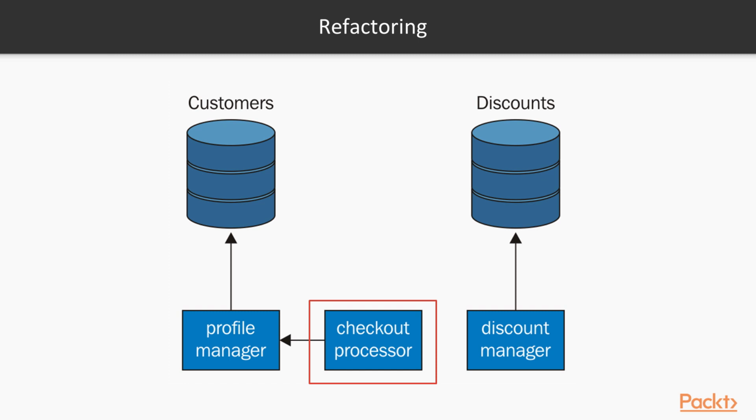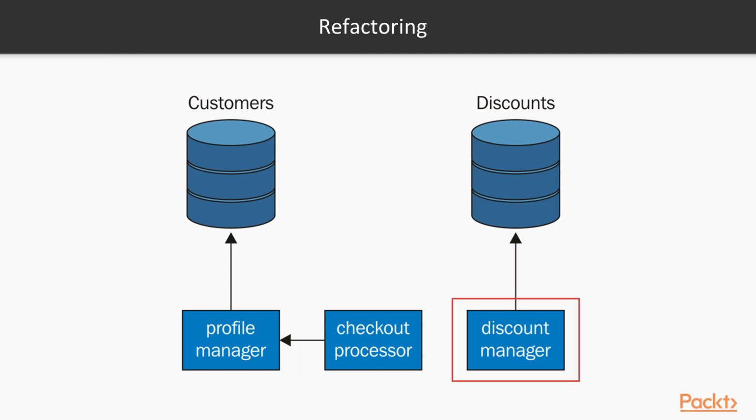Following our example, we could apply the following refactoring. The checkout processor should communicate with the Profile Manager's API to fetch the customer's data. The discount column should be extracted to a separate database or schema, and the discount manager should take the ownership. Such an approach is consistent with the principles of microservice architecture and should always be applied. The communication over APIs is way more flexible than direct database access. With this, we conclude this video.